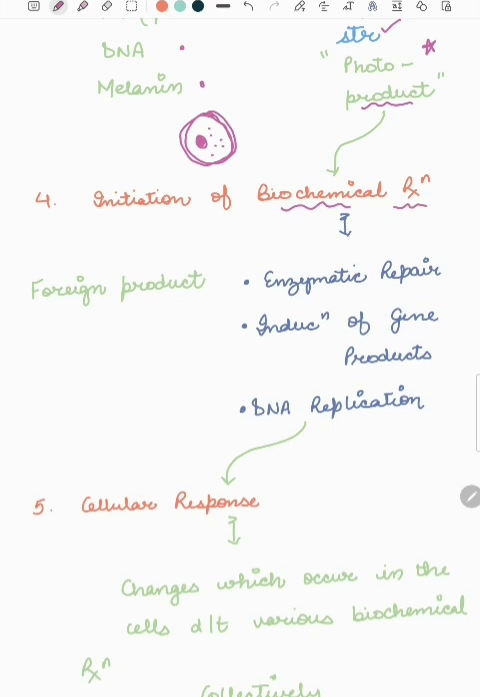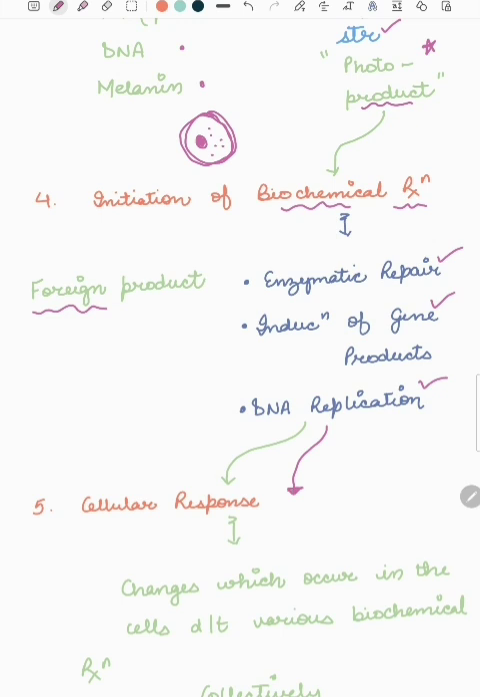Okay, so these photoproducts are a foreign product. This is not a biological product. Obviously, it is a foreign product. So this will cause a biochemical reaction, which will cause enzymatic repair of the damaged DNA, induction of certain gene products, DNA replication. That will further lead to a cellular response.